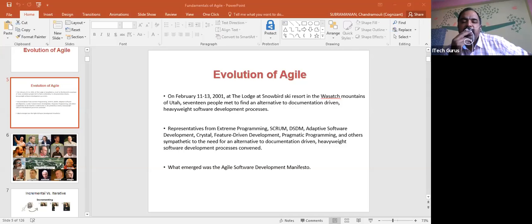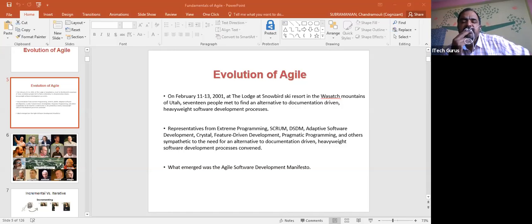You heard this word? XP, extreme methodology. And there is something called dynamic system development methodology, DSDM. There is something called crystal methodology. There is something called feature driven development methodology. Like this, there are so many methodologies.